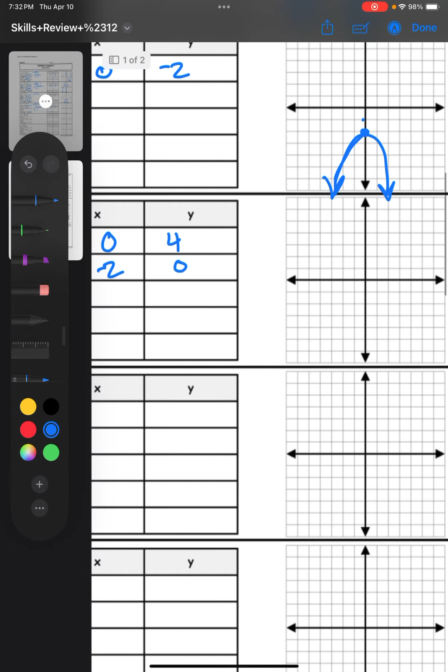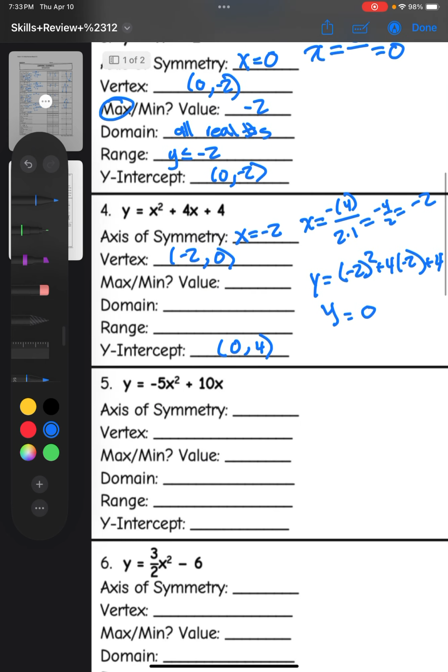So let's graph that to get a shape of our graph. We have 0, 4, with 1, 2, 3, 4. And we have negative 2, 0, with 1, 2. So this is our vertex, and it's going to be a loose shape here, just helping us determine if we have a max or a min. We have a min here, so let's circle that. Our min is going to be at our 0, right? Because that's where we meet.